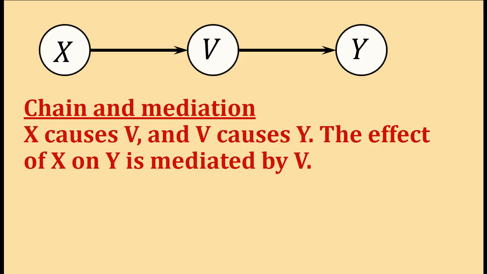So here we've got the variable x that causes v, and v causes y. Now, you can see that there is no arrow between x and y. That means that there is no direct causal link between x and y. What we can say in this case is that the effect of x and y is fully mediated by v.